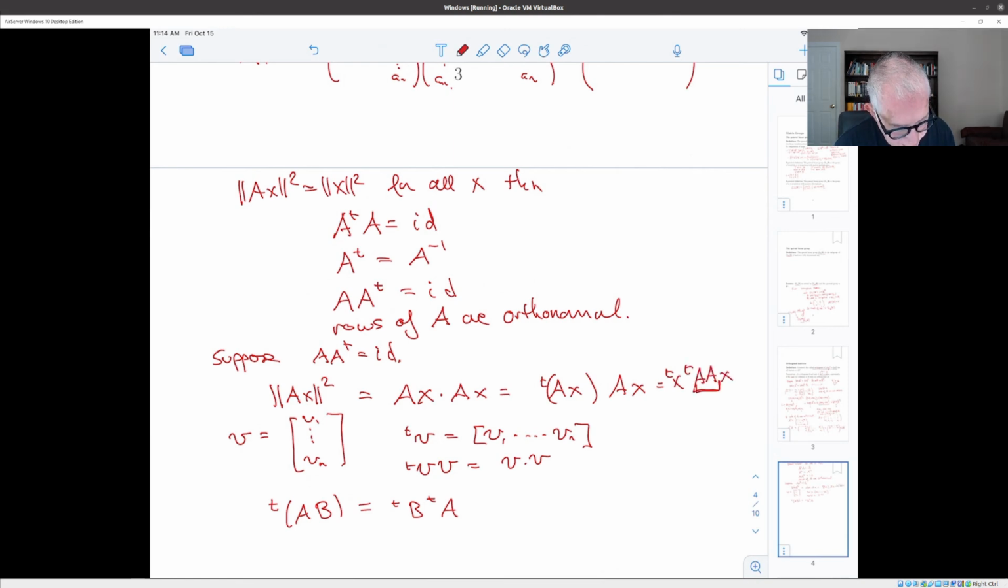But A is orthogonal, so this is the identity matrix. So this becomes the transpose of X times the identity times X, or the transpose of X times X, which is the norm of X squared. So from this little linear algebra argument, we see that this condition that A transpose A being the identity is equivalent to being a linear transformation which preserves the lengths of vectors.